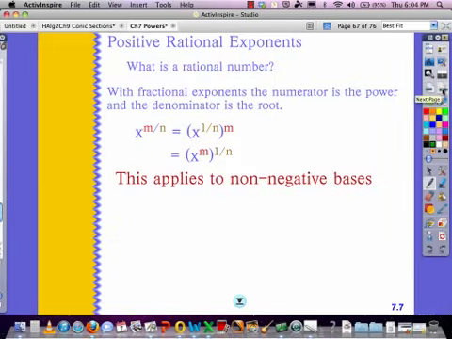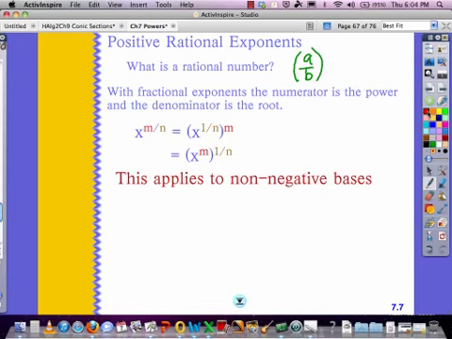So remember, what is rational? Anything that can be written as a fraction. Any type of number that you can put in the form a over b. It could be top-heavy, like 3 over 2. It could be proper, like 2/7. But with fractional exponents, there's two parts to your power now. And we would like to say that the numerator represents the power and the denominator represents the root.